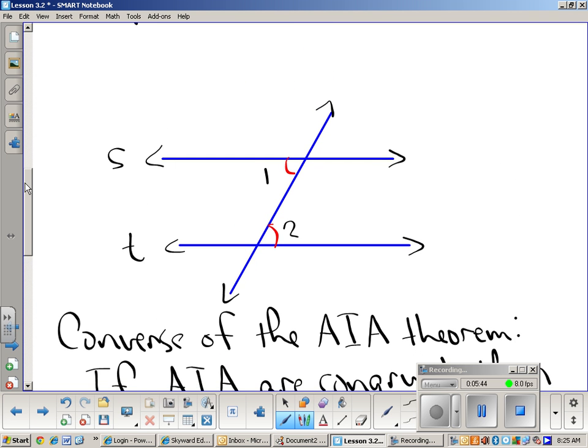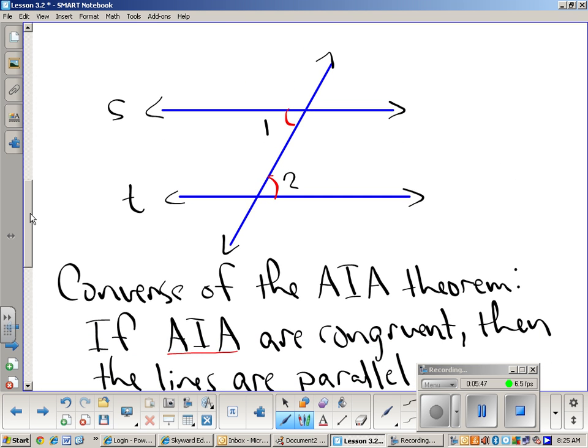In this case, it's saying if we know the angles are equal, then that means the lines must be parallel. So if we go back up to this picture, we're saying because these two angles, angle 1 and angle 2, are equal in measure, that means that S is parallel to T. Because measure of angle 1 is equal to measure of angle 2, line S must be parallel to line T. That's the only way those angles could be equal. You can't see this.